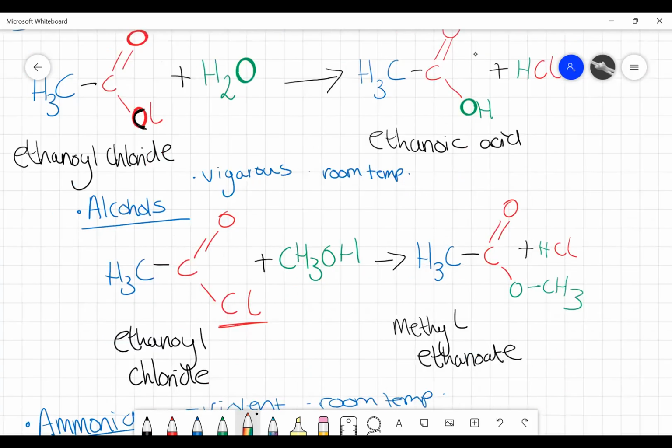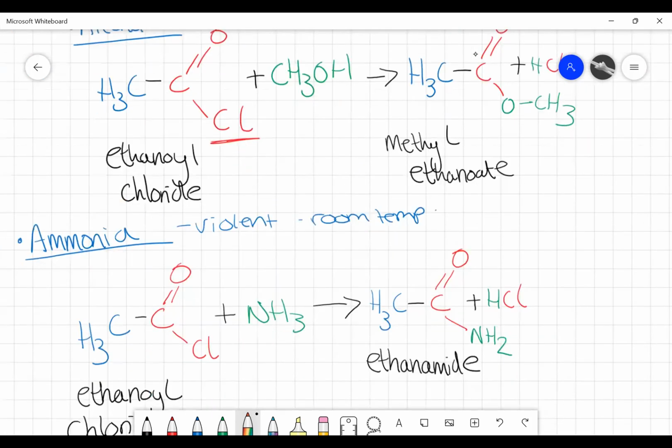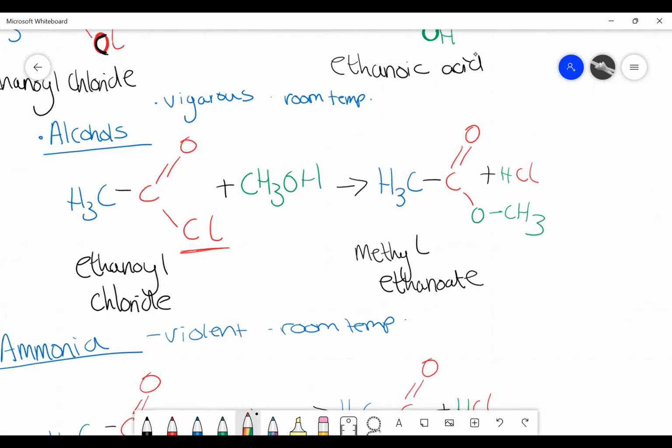Alcohols, if we react them with acyl chlorides, again it's vigorous, it's at room temperature, and we produce an ester. Now, something I want to point out about alcohols is this is not a reversible reaction. This irreversible reaction is a much easier and much faster way to produce an ester than esterification.